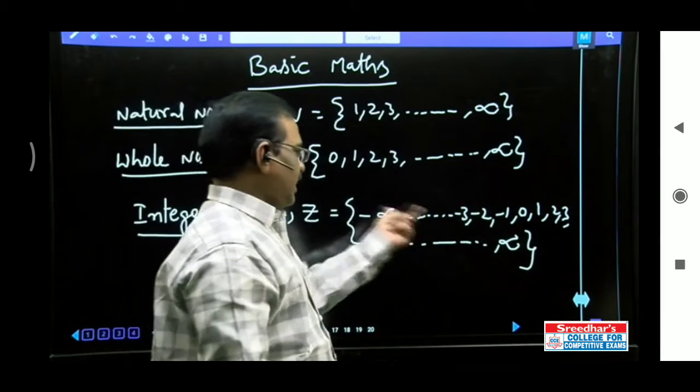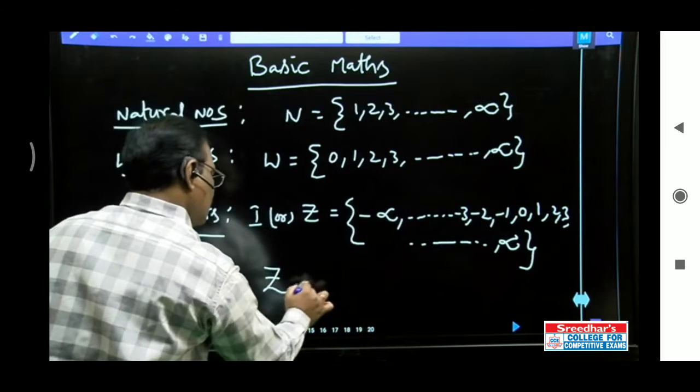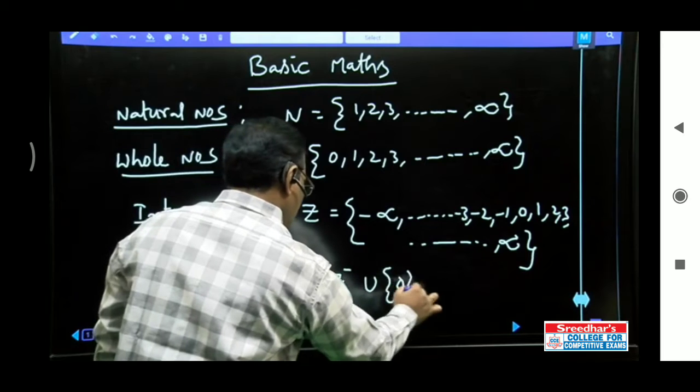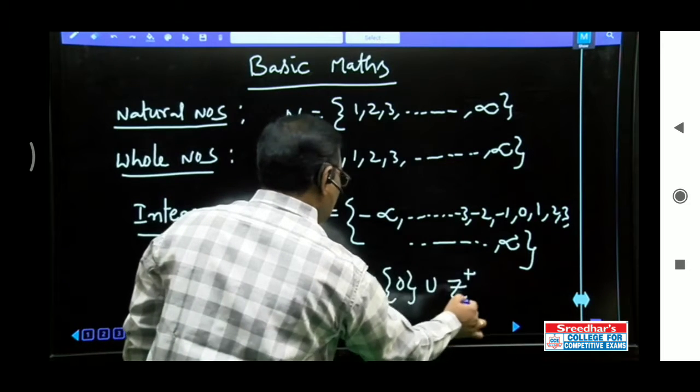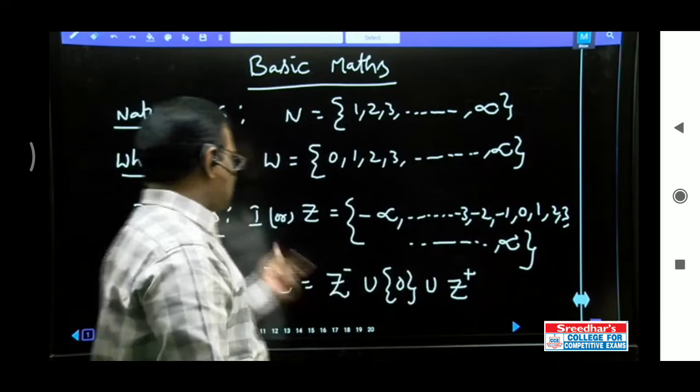Positive integers and negative integers, together with 0, are called the set of integers. The set of integers Z can be written as negative integers Z minus, union singleton 0, union positive integers Z plus. Positive integers is nothing but the set of natural numbers. Natural numbers and their negatives together with 0 are called the set of integers.